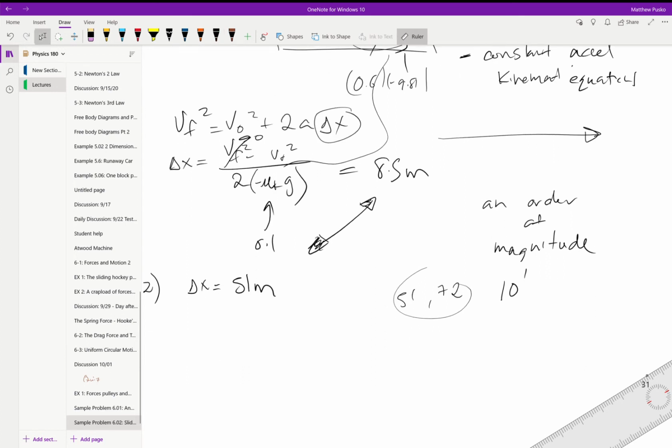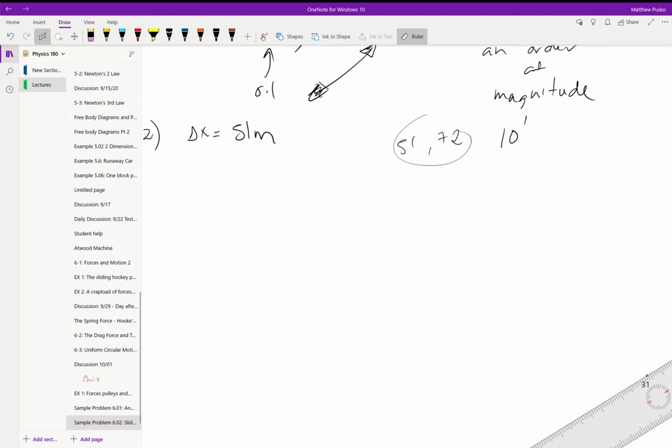Okay, now the next part was, what if we put this on an incline? And they say 5 degrees. I'm going to draw it a little bit more drastic. And I'm just going to represent the car as a block.